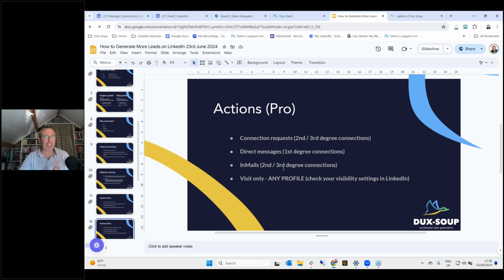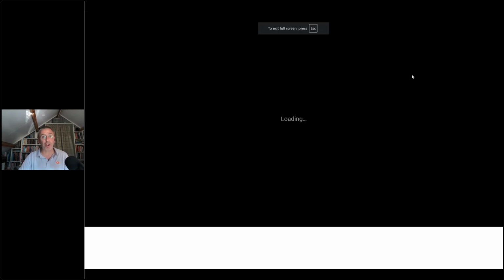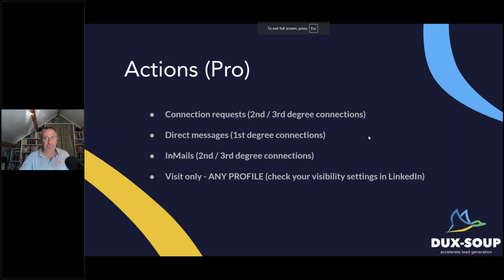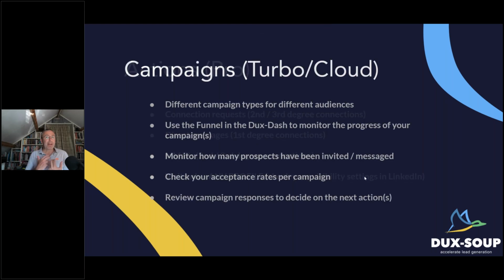So that was thinking about the different actions that we have in Pro. Just conscious of time as well, and I want to make sure there's lots of time for questions. If we talk then about Turbo and Cloud. Remember, with the Pro version, we keep our computer on, and Dux-Soup runs live on that tab. You have to keep the tab open, but it can be in the background, and Dux-Soup will just keep busy for you, following your rules, organizing, sending out all of those messages or carrying out those actions for you.